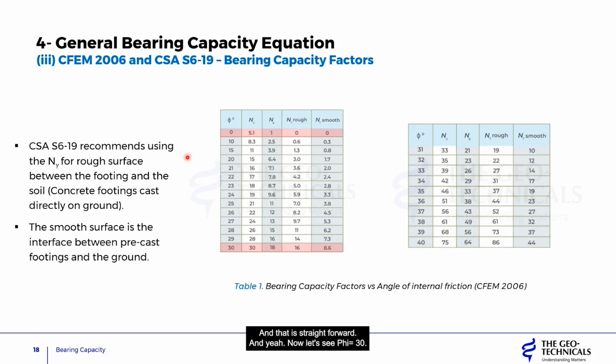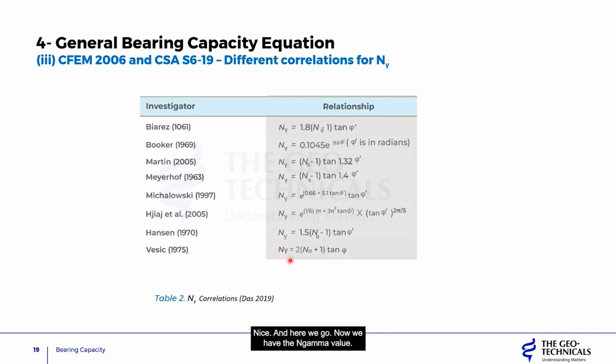And yeah, straightforward. Now let's see phi equals 30. By the way, these numbers, phi equals 0 and phi equals 30, are the two examples we will use throughout the course. That's why I'm highlighting them over here. Nice, and here we go. Now we have the N gamma value.